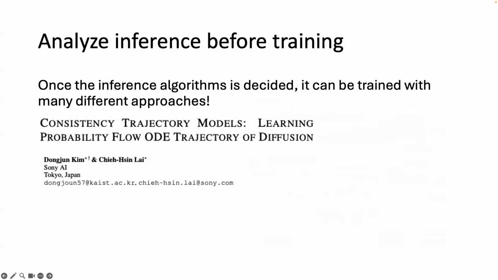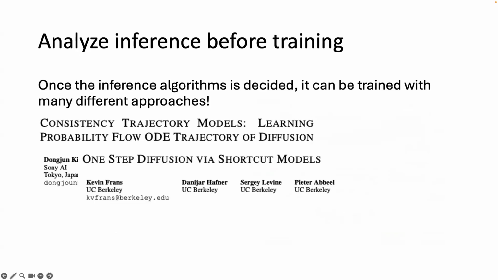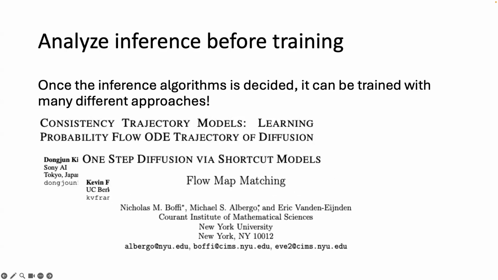Again, this is a very simple fix, and it has been proposed in the literature for different training approaches. What I'm trying to argue is that once the inference algorithm is decided, you can have very different approaches to train with very good efficiency. For example, one of the earlier works is called consistency trajectory models, which introduces this idea. Shortcut models are also one of such methods. And there's also this term called flow map matching.